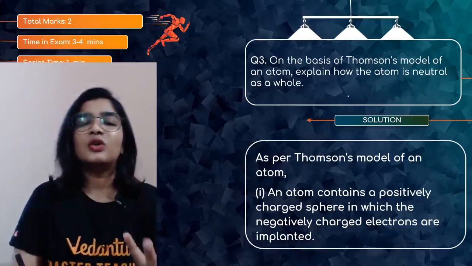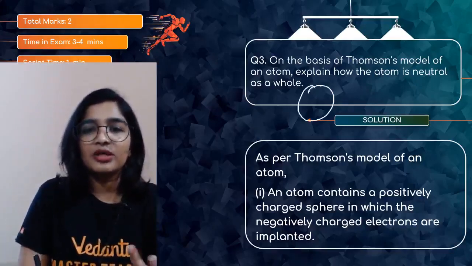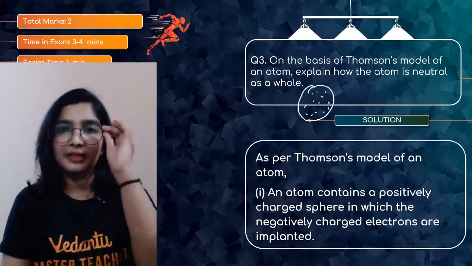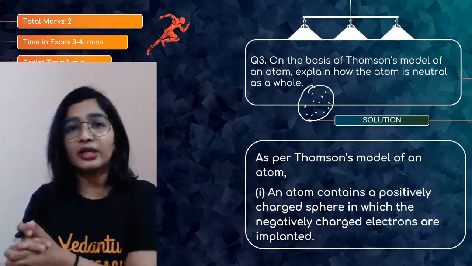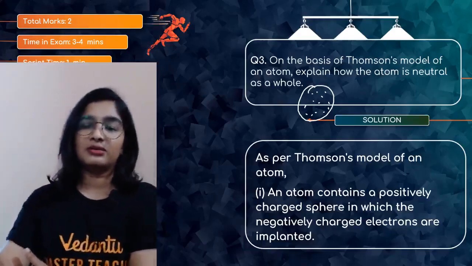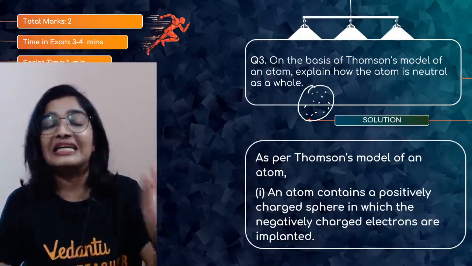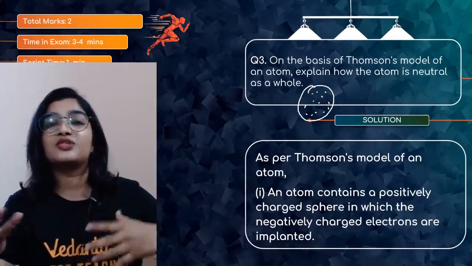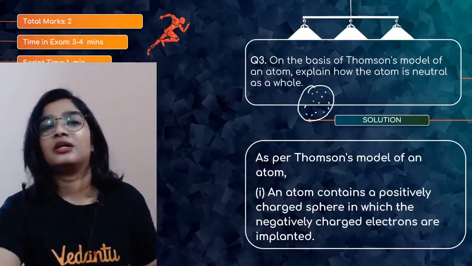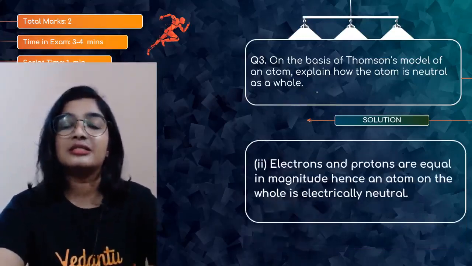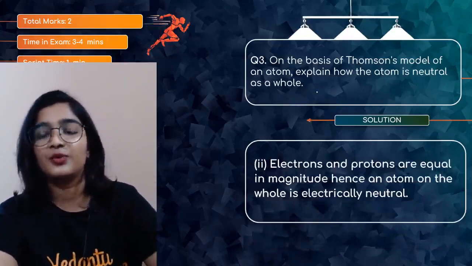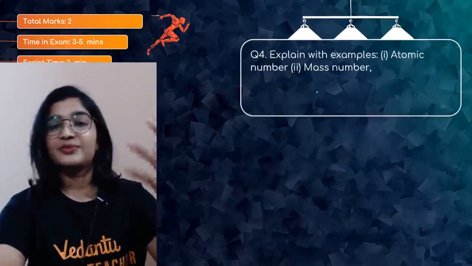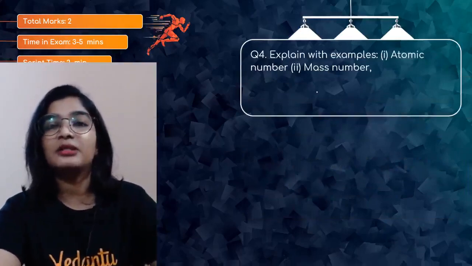So according to him, this was the model, positively charged sphere with the negatively charged electrons embedded in it. So when we look at it, we feel like the positive charge will be greater compared to the negative charge, but he did mention that the magnitude, that is the total amount of positive charge, is equal to the amount of negative charge. Thus an atom is electrically neutral. Got it? Chalo. Question number 4, explain with examples atomic number, mass number.